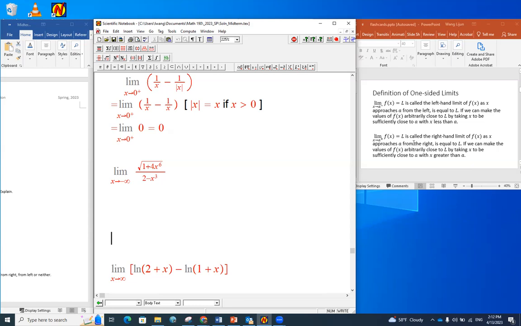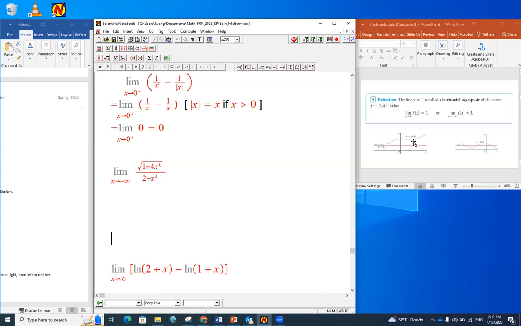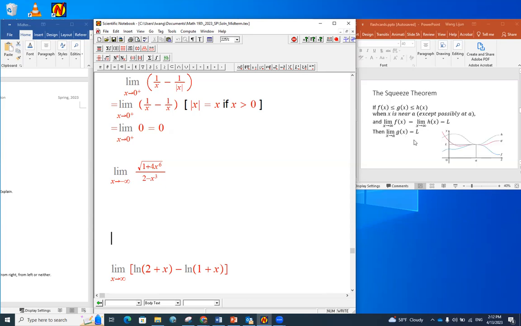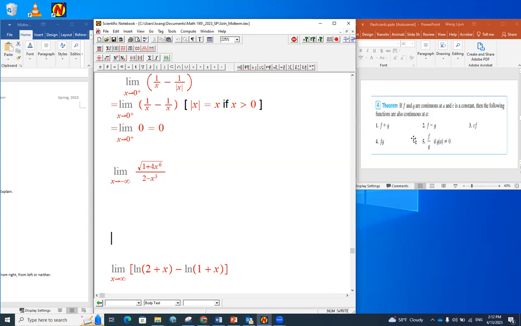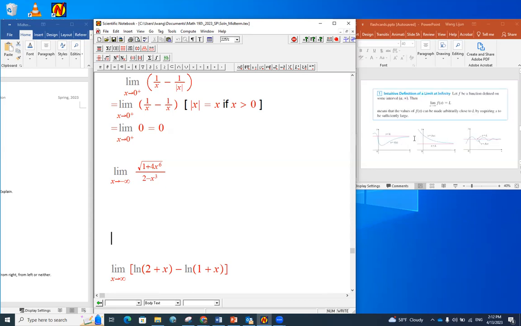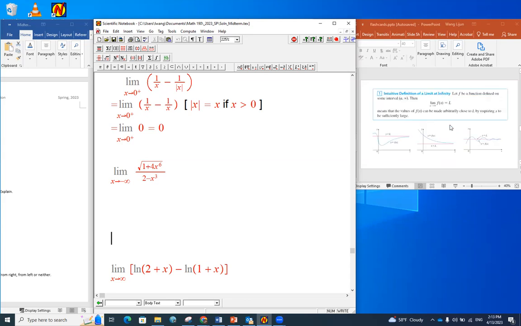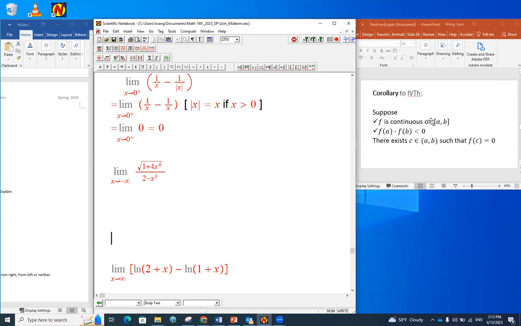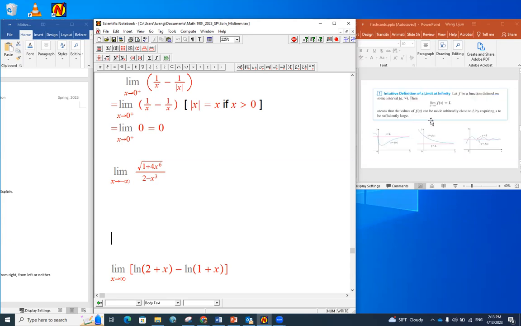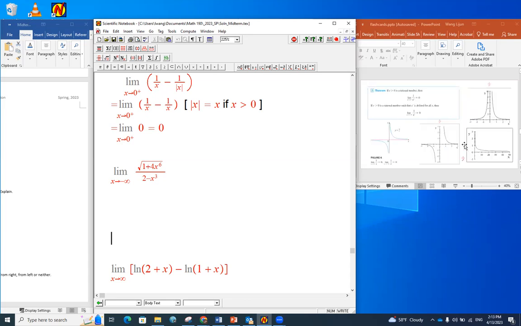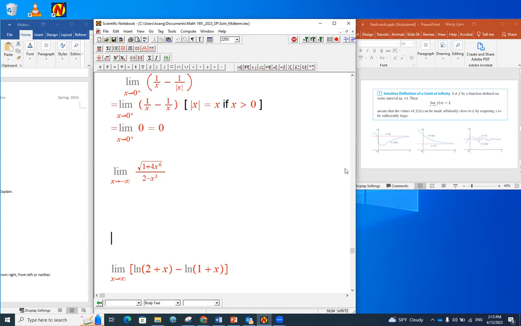Limit at negative infinity. Okay, limit at negative infinity. So I'm scrolling down to the limit at negative infinity. We have the definition, right? When x is approaching positive infinity, when x is approaching negative infinity. So this is the definition of x approaching positive infinity and negative infinity. They are similar in a way, right? So for negative infinity, it is going to be x approaching negative infinity. So we have those definitions.